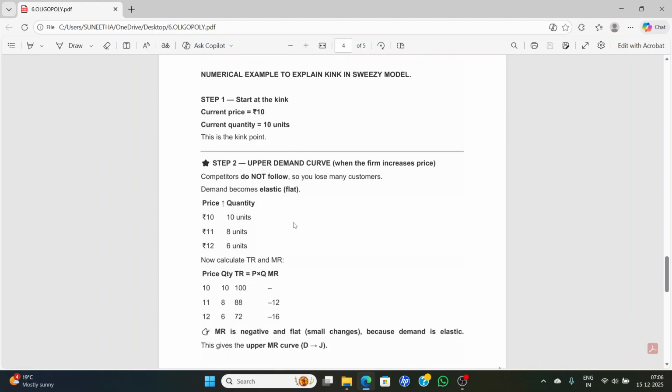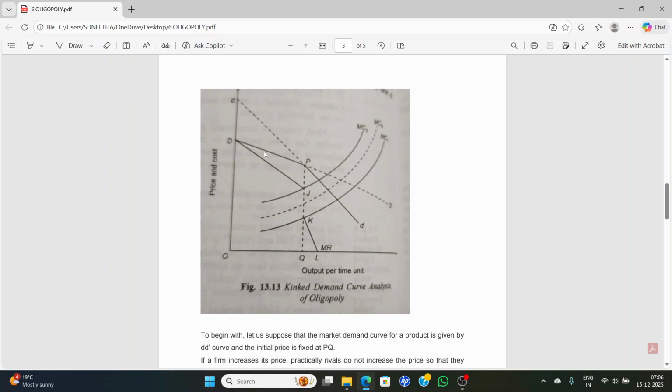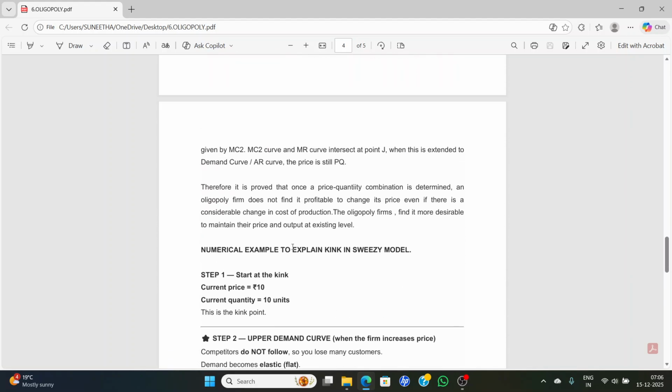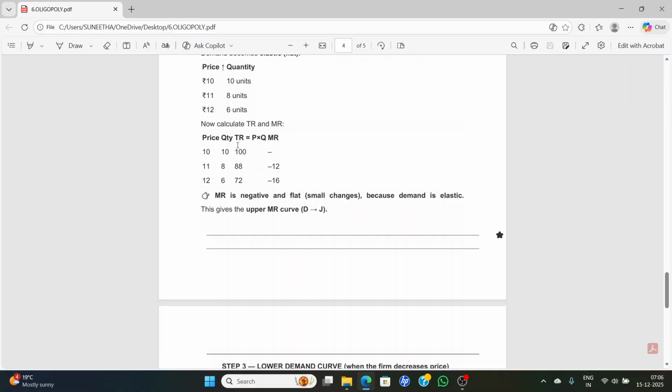The upper demand curve, as I told you before, is when the firm is actually increasing the price. So the price is 10, it increases to 11, to 12, and quantity demanded is decreasing. As you know, by the law of demand, when price increases, the demand decreases. This is price and quantity, and total revenue is price into quantity. Here you're multiplying it, and this is TR.